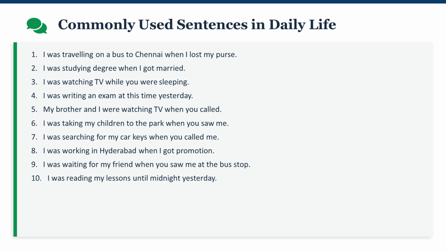Number 6. I was taking my children to the park when you saw me. Number 7. I was searching for my car keys when you called me. Number 8. I was working in Hyderabad when I got promotion. Number 9. I was waiting for my friend when you saw me at the bus stop. Number 10. I was reading my lessons until midnight yesterday. Try to practice these sentences by replacing the subjects and verbs with your own daily activities.